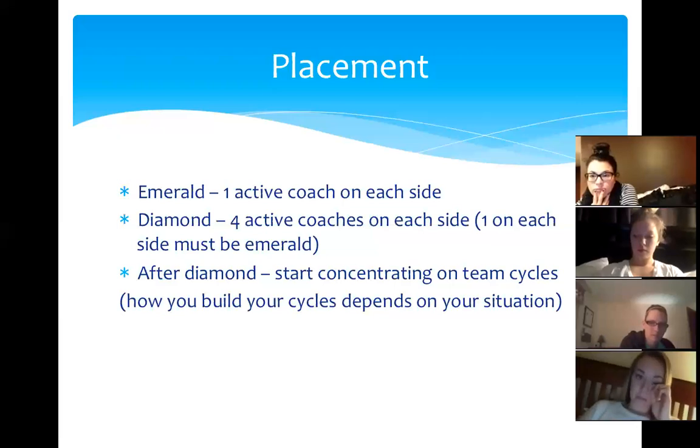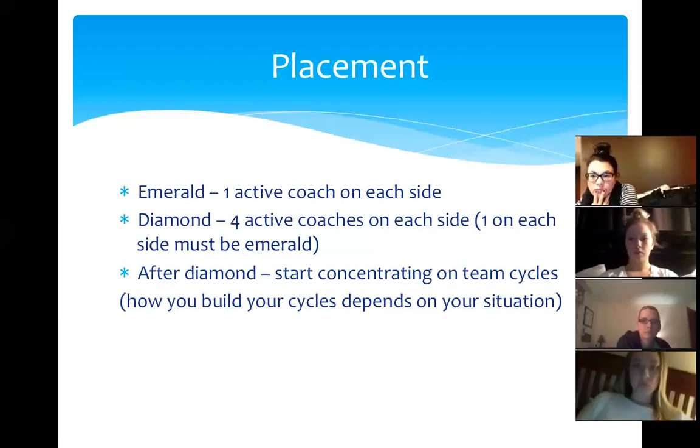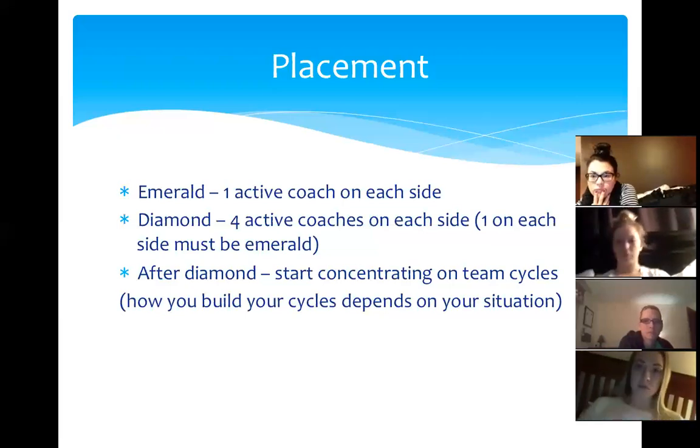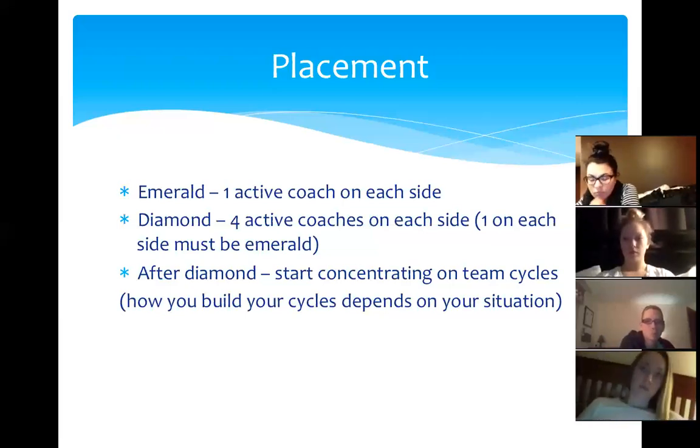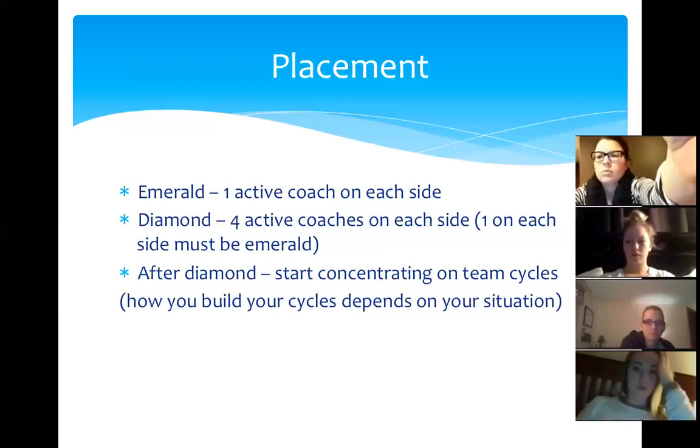So you've got your 4 active coaches on each side and 1 has to be Emerald. And then once you're a solid Diamond, like your coaches under you are solid, you're not going to fall from Diamond. That's when you want to start concentrating on these team cycles and really growing your income that way.